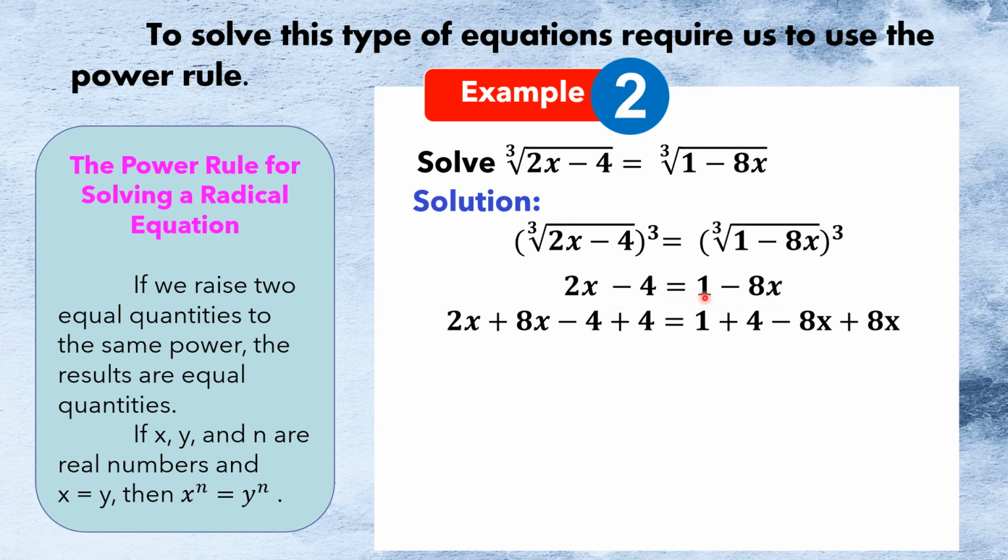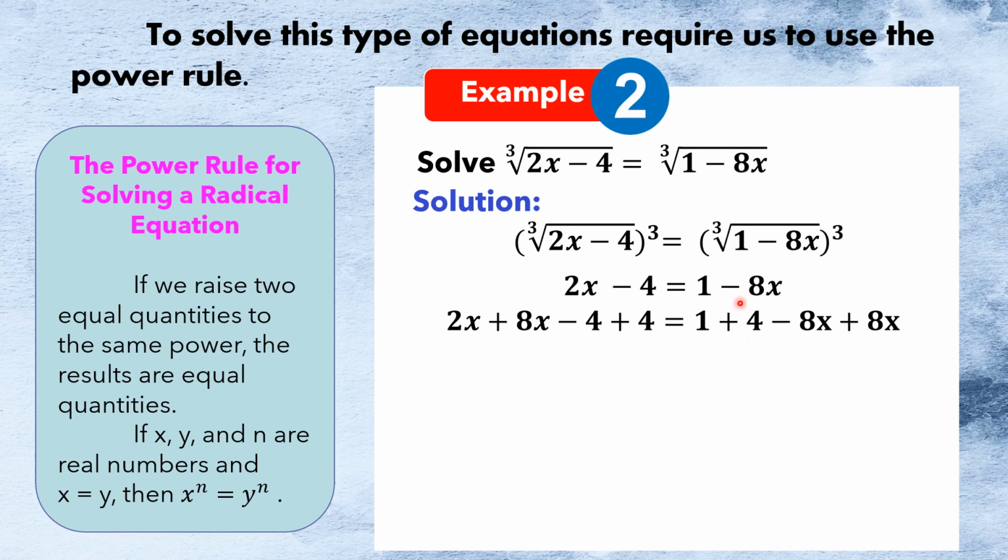Ito, negative 4 and 1, similar terms sila. So, i-combine lang natin. Si negative 4, kailangan malipat natin sa right side. Si 8x, malipat natin sa left side. Kung mapapansin ninyo, ganito yung nangyari. Dahil minus 4 yan, para malipat natin yan, applyan natin ng addition property of equality. Mag-a-add tayo ng 4 dito, mag-a-add ka din ng 4 doon.